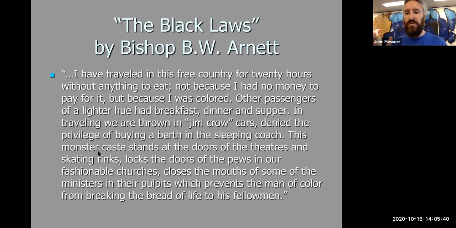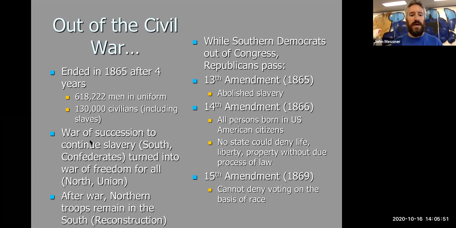So how do we get to this point of fighting a war to free the slaves? That's accomplished, and then we have another sort of enslaving process that happens, and that's what we're getting to today. So out of the Civil War, it's important to remember that the war ended in 1865 after 4 years of fighting. It begins in 1861 with South Carolina seceding.